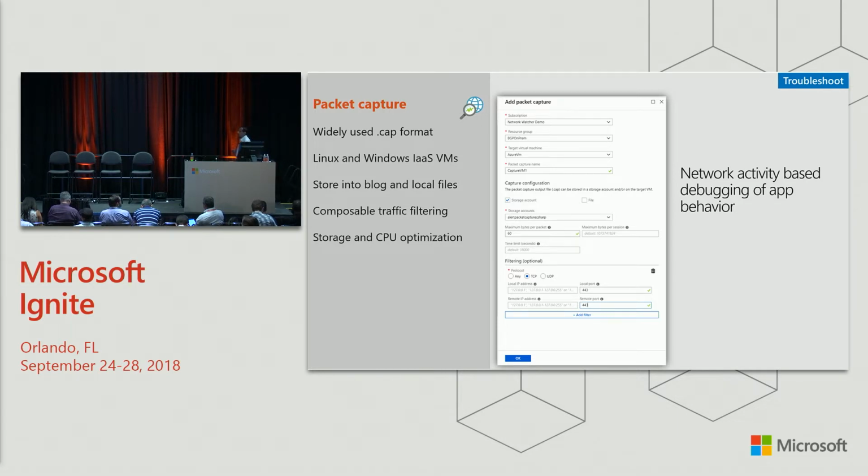You can store the data either into a storage blob or into a file on the local VM. Given the large volume of data that can be generated with packet capture over time, we have the necessary filters that you can use while generating the data. So you can, for example, limit the packet capture to a certain duration. You can also limit the packet capture to certain headers, just in case you are interested in the headers. You can also limit the packet capture to apply only when a specific IP on the local side or on the remote side is involved.